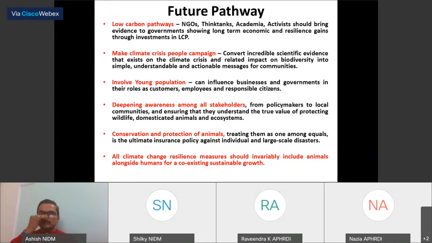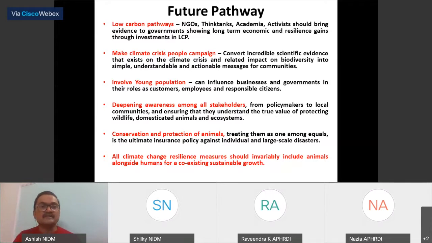So if we talk about future pathways, I'm coming to the end of my presentation, then we have to go for low carbon pathways. The NGOs, think tanks, academia, activists, whosoever is interested, volunteers, they should bring scientific evidence in front of the governments so that they can involve those scientific evidences into their plans and policies so that we can move towards low carbon pathways. Our utilization of natural resources will be reduced.